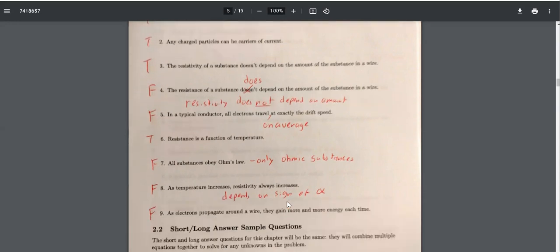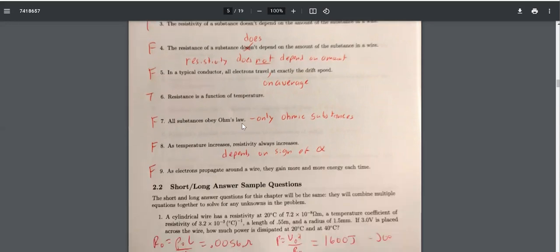Okay, not all substances obey Ohm's law. Ohm's law, remember, was just something that someone thought worked. It's something that he measured and found that does work, but you can't derive it. In other words, it's empirical. You just found it from observation. And so for some substances, it works. Some substances, it doesn't work. So for those that it does work for, they're called ohmic. And if it doesn't work, they're called non-ohmic.